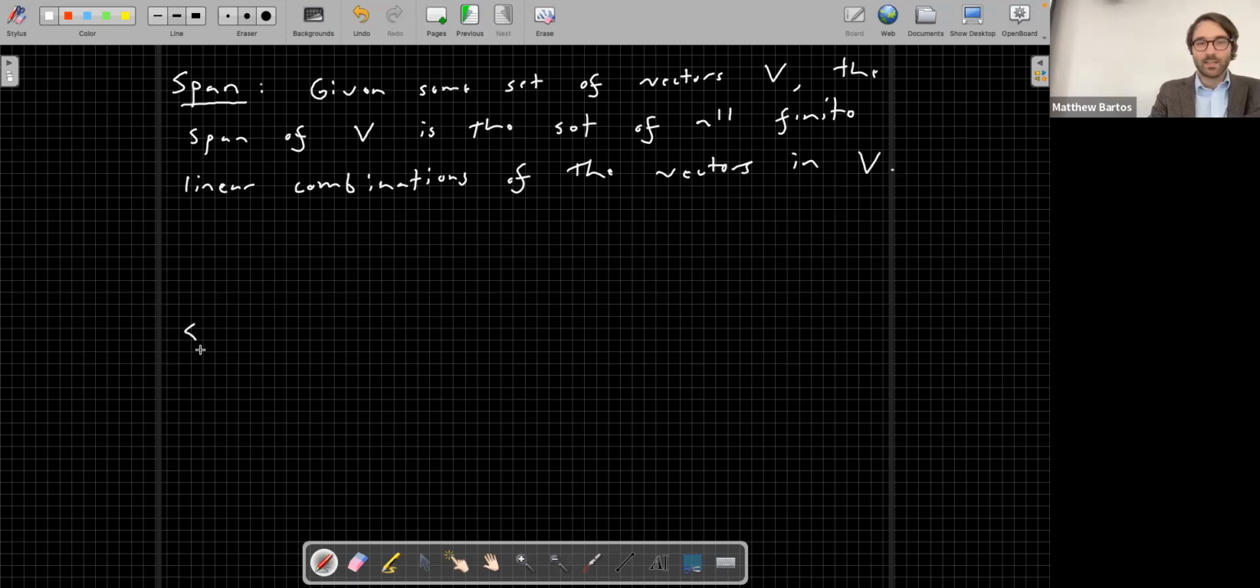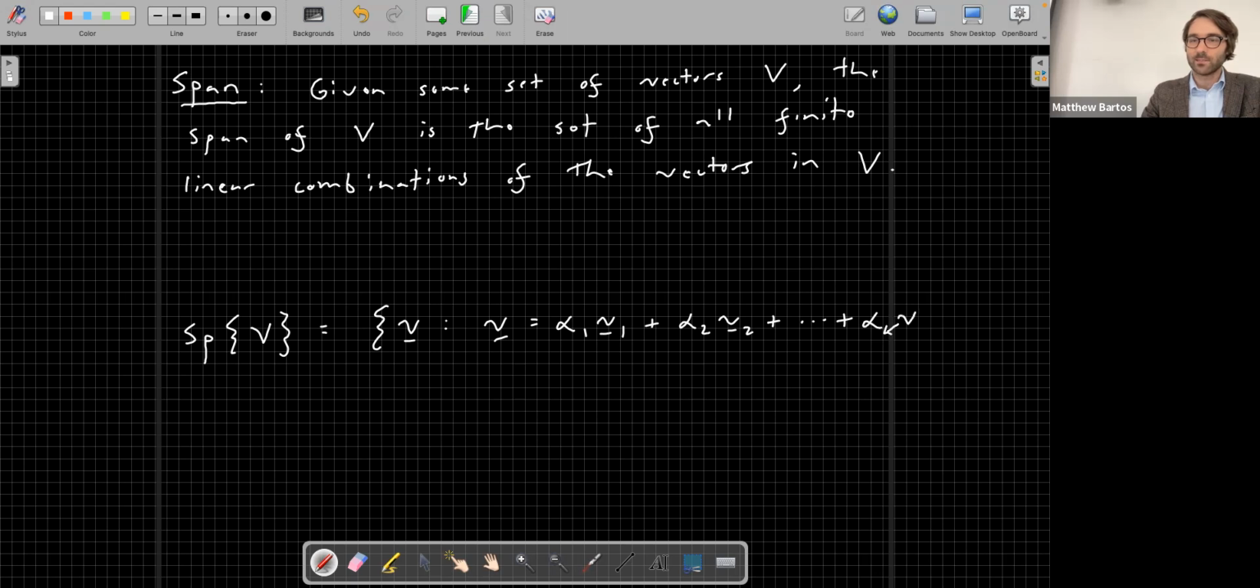I'll often write it like this: SP of V, the span of V, is equal to the set of vectors v, where v is equal to alpha 1 V1 plus alpha 2 V2, and so on, all the way to alpha k Vk, for alpha i in our field F and Vi in our vector set V, for all k in the natural numbers.